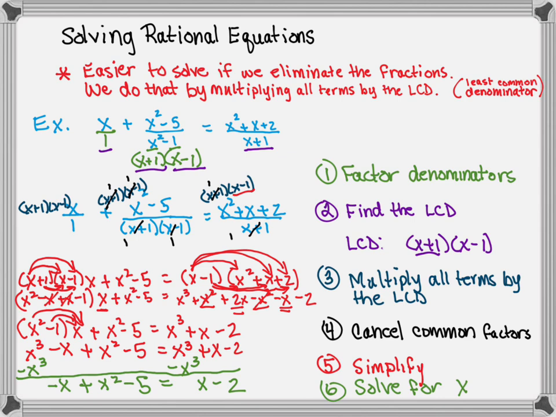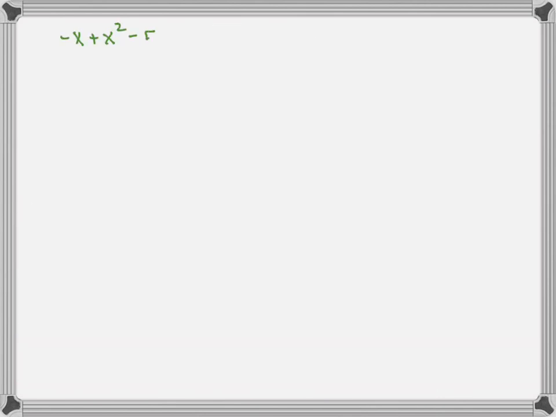I'm going to transfer this to the next slide so that we can see where we're starting off at. So I'm not doing any new work between then and now. Still have my negative x plus x squared minus 5 equals x minus 2, but I'm moving everything to the left. So let's subtract x from both sides.